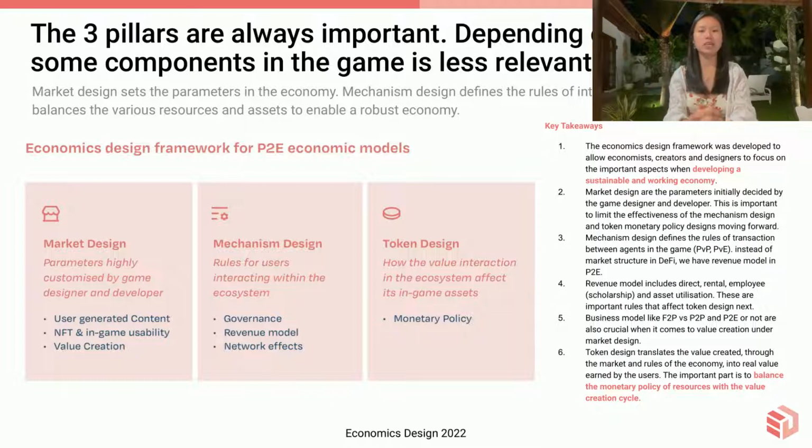And network effects is really interesting in mechanism design, because network effects is something that the system can't control, but the system can encourage and incentivize certain kinds of network behaviors and create stickiness with the different user types.